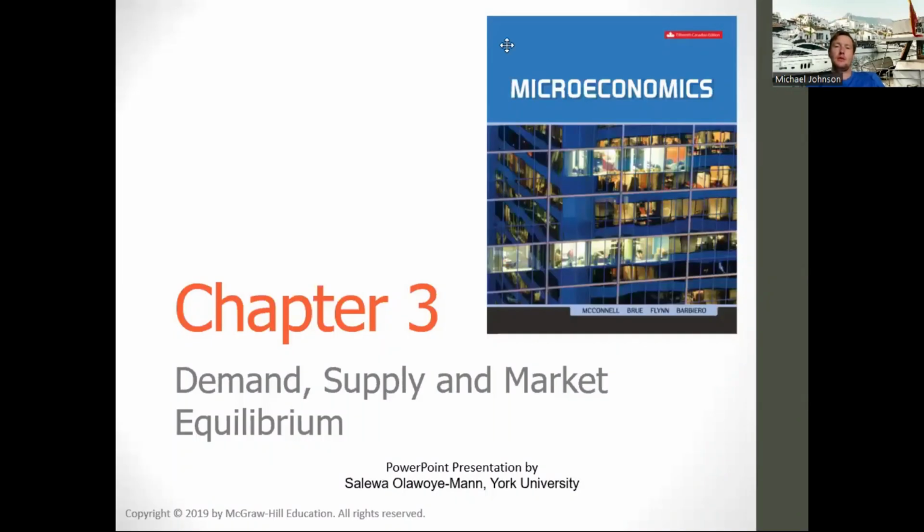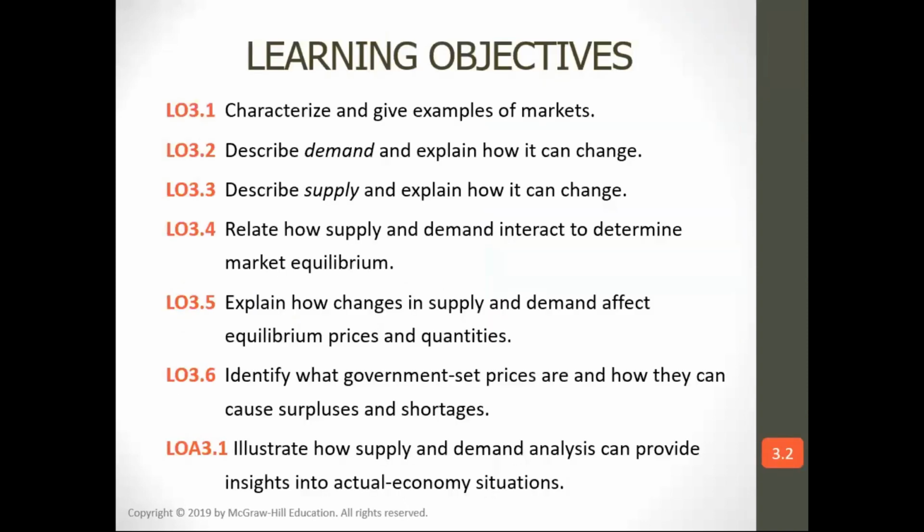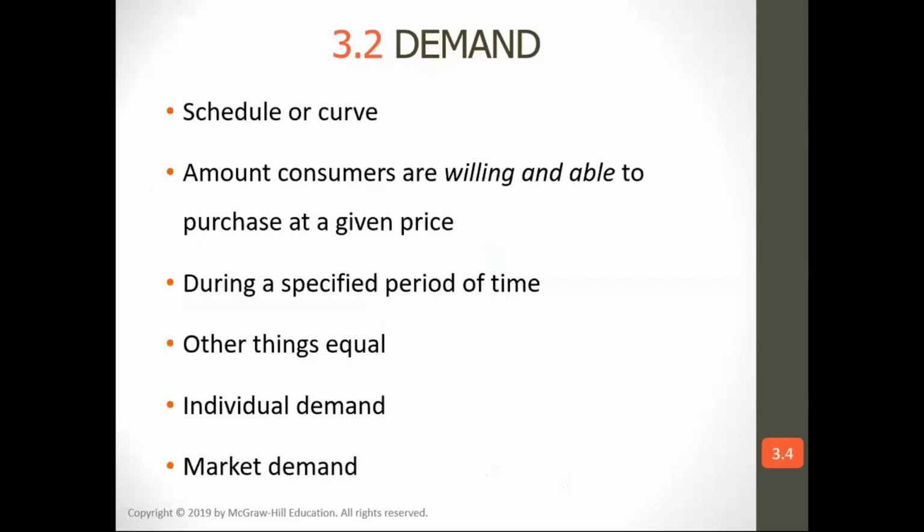So the chapter today is chapter 3, and it's on demand, supply, and market equilibrium. So markets are the interaction between buyers and sellers, and markets can be local, national, and international. So price is determined through buyers and sellers interactions.